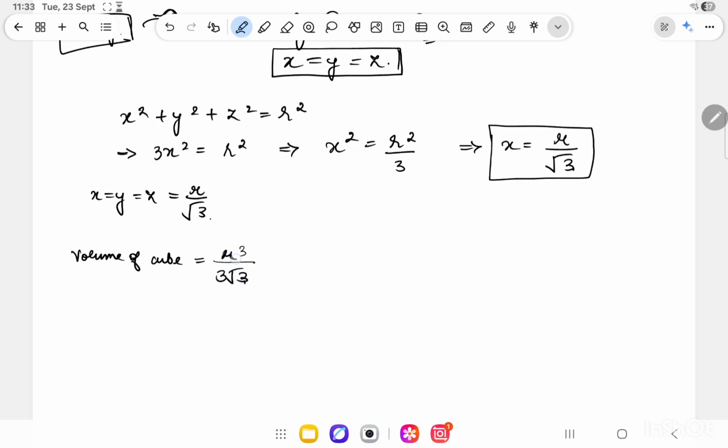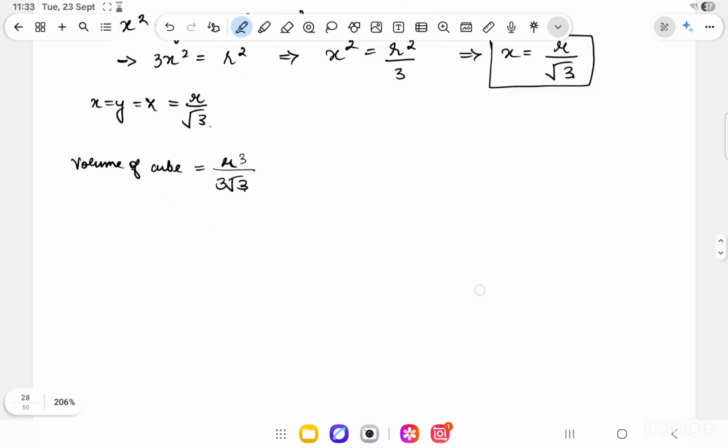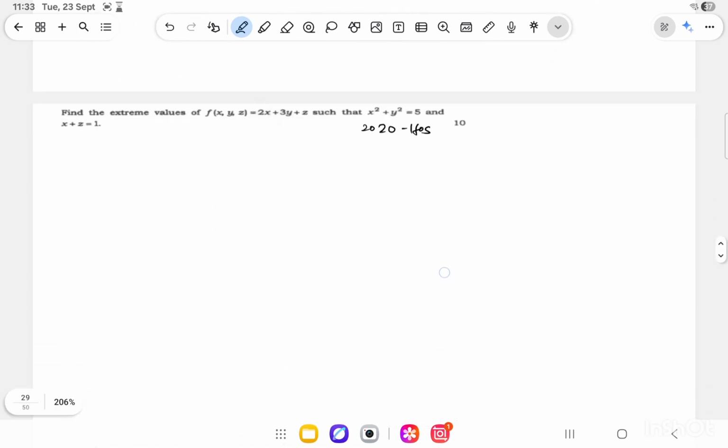So this is the maximum volume of the rectangular solid that can be inscribed in a sphere, and that rectangular solid is a cube. So let's move on to the next question. The next question says to find the extreme values of this function such that this and this condition holds.